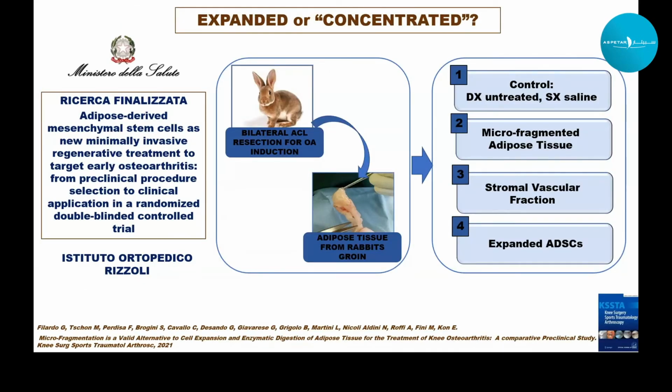We contributed our 5 pence in this research, and so we got financing from the Italian Ministry of Health to perform this study. We decided to come back to the animal model and compare, in the rabbit osteoarthritis model, the microfragmented adipose tissue, enzymatically isolated stromal vascular fraction, and cells expanded in the lab. And obviously also a control.